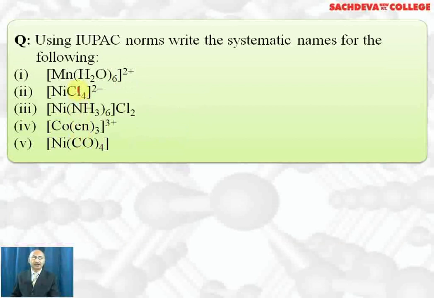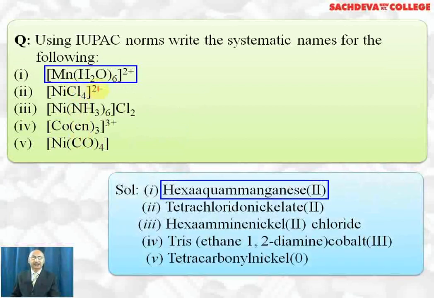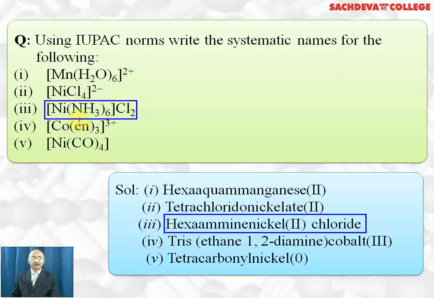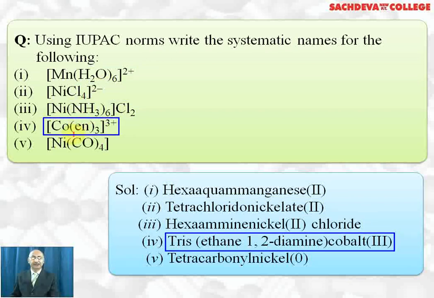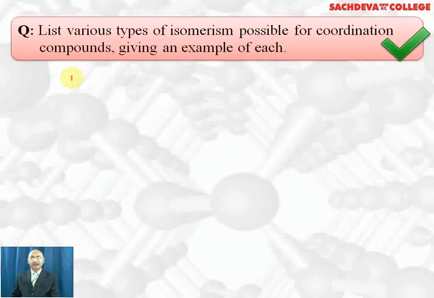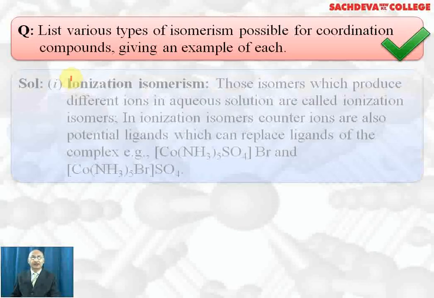Next we have a few more examples. First one is hexaaquamanganese(II). Second one, tetrachloridonickelate(II). The third one, hexaamminenickel(II) chloride. Tris(ethane-1,2-diamine)cobalt(III). Tetracarbonylnickel(0). List various types of isomerism possible for coordination compounds, giving an example of each.